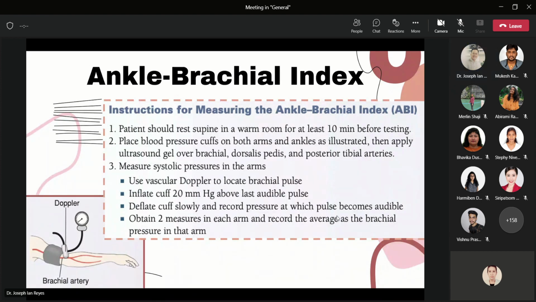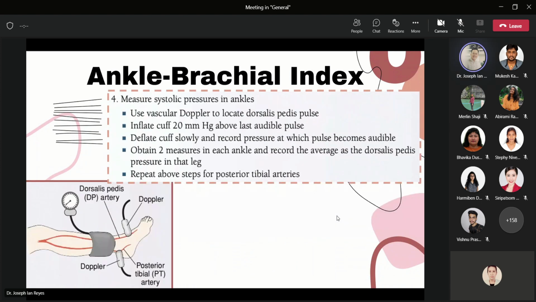So next is to measure the systolic pressure in the ankles. So you place your cuff like that. Use the vascular Doppler to locate the dorsalis pedis, inflate the cuff at 20 mmHg above the last audible pulse again, and deflate the cuff slowly and record the pressure at which the pulse becomes audible.